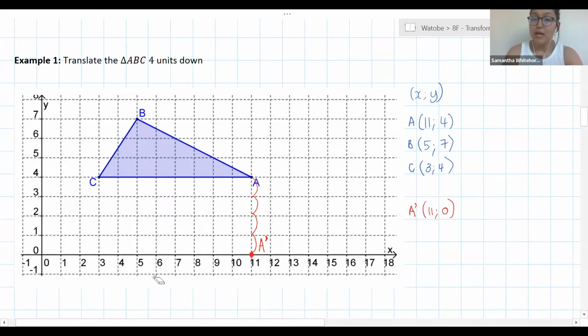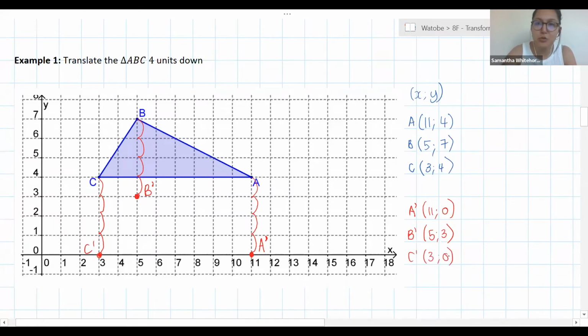Okay, so we're going to do the same thing with our other points. So let's take point B, 1, 2, 3, 4 units down. So this is now where my new point B is going to be. Remember, little apostrophe there. So point B, if I read it off, is going to be at 5, 3. Then I go to my last point C, 1, 2, 3, 4. So now coordinate C dash is at 3, 0.